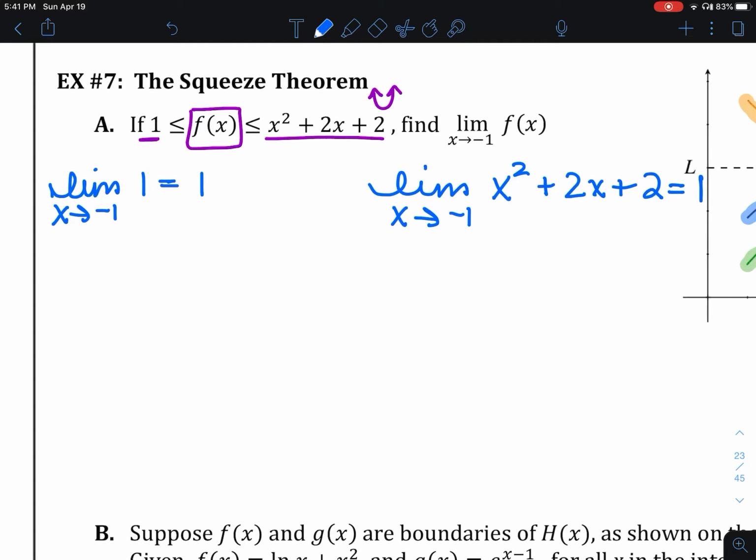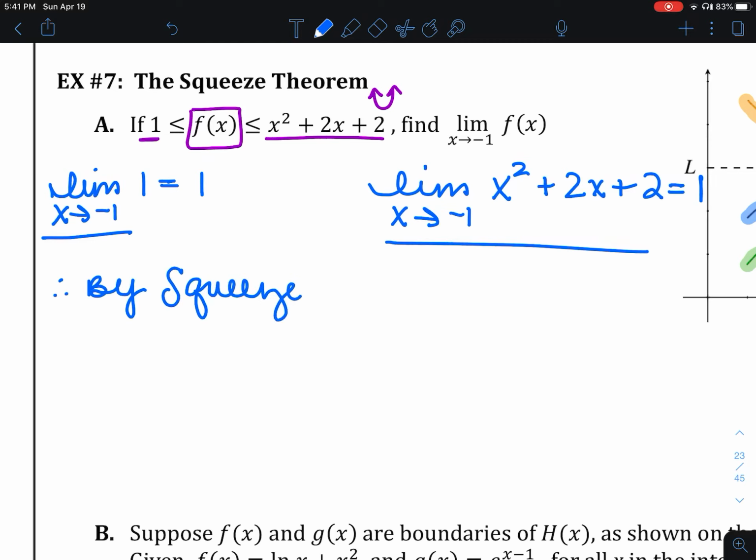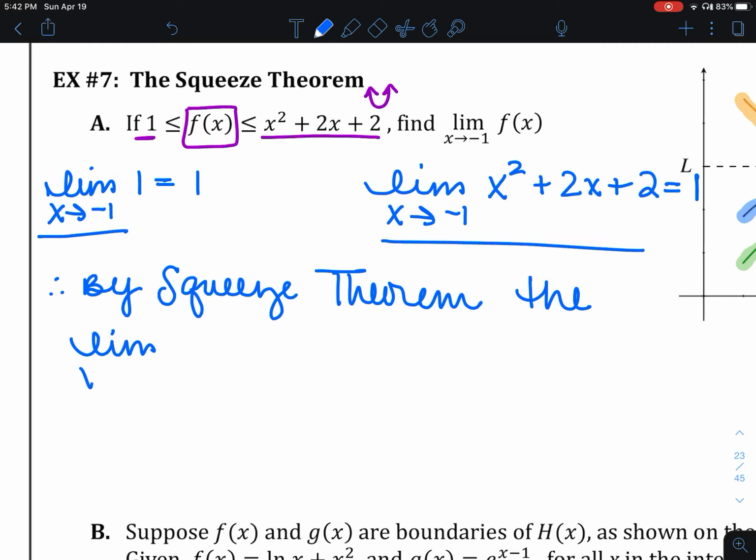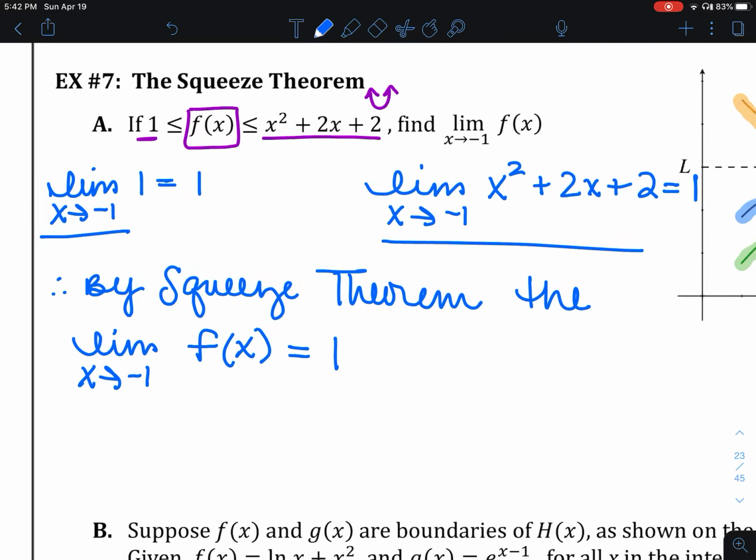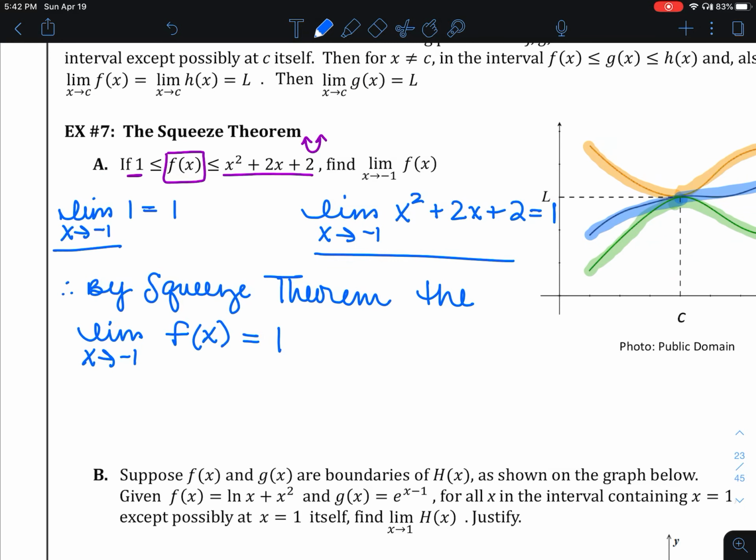And so if f is trapped between these two limits, we can say, therefore, by squeeze theorem, the limit as x approaches -1 of this function f that we don't really know too much about is going to be 1. And that's the overall view on squeeze theorem. So we have these two functions. We either find the limit or know the limit, and then we can kind of lock in what that in-between function is going to be.